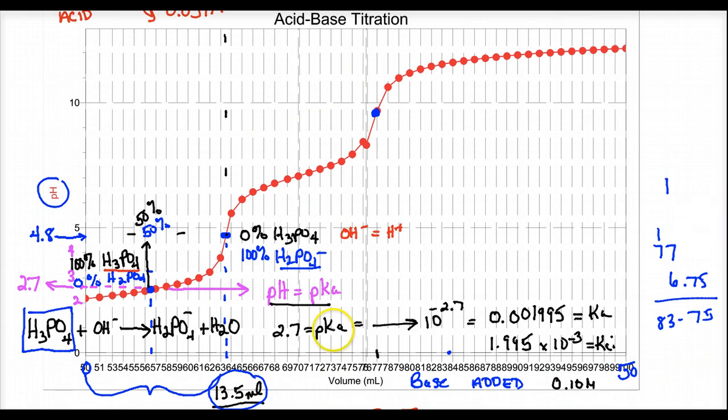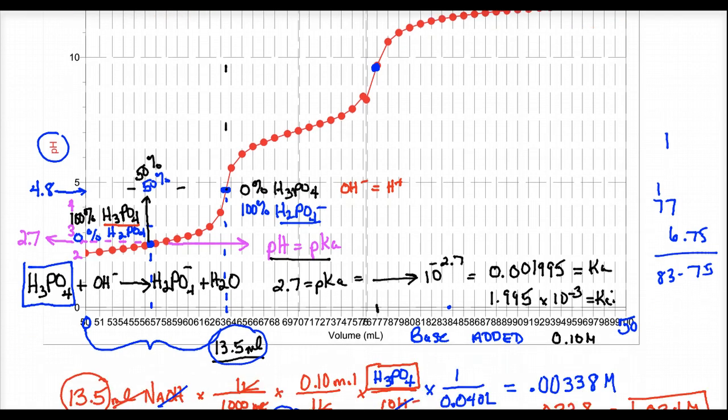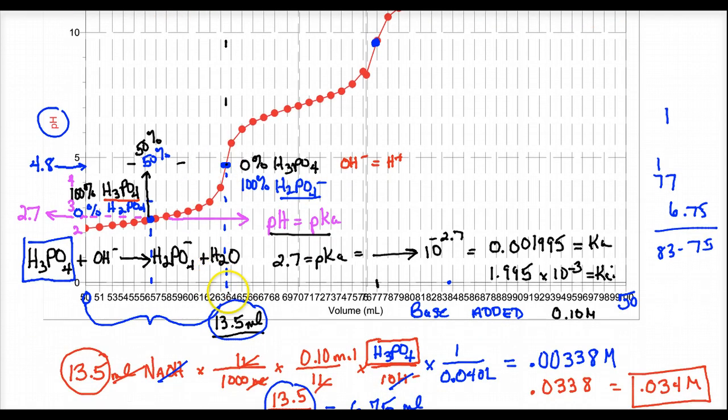Let's start from the first equivalence point, right? So 13.5 plus my 6.75, that's how I should have done this originally. 13.5 plus 6.75 gives me 20.25, the volume in between these two numbers. So obviously I made this difficult. Add 50 to it, so it's 70.25, and 70.25 is somewhere around here.